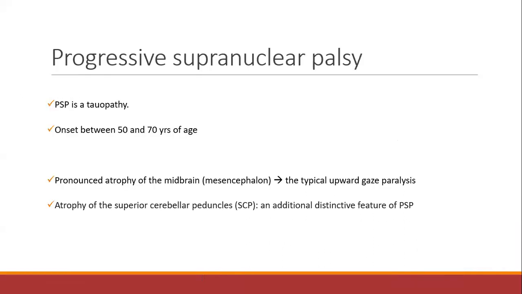So here you have PSP. PSP is a tauopathy. It is not optic tract. We will come to that. PSP is a tauopathy, very bad prognosis. Onset is between 50 and 70 years of age. You have pronounced atrophy of the midbrain that we saw.